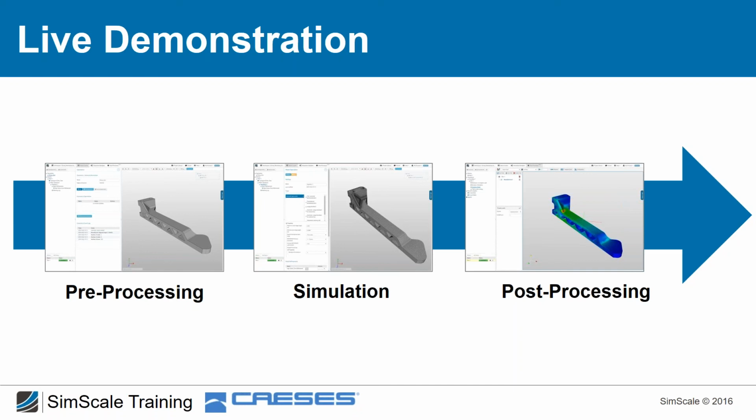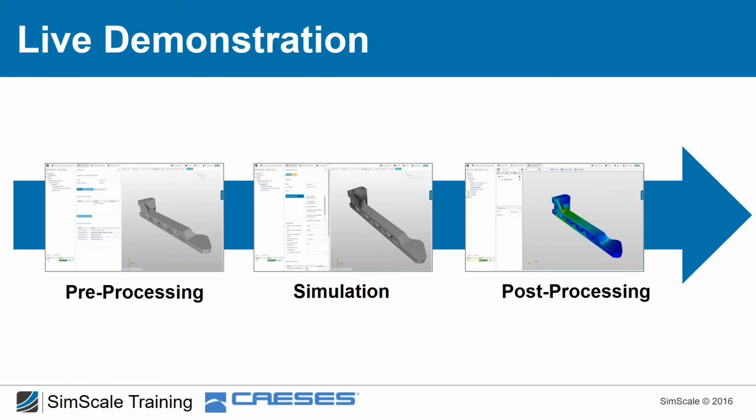want within your model. Then you have to set up the simulation, like tell SimScale what part of the model should be fixed, on which part you would like to apply a force, and when the computation is done, you can animate and visualize your results online.